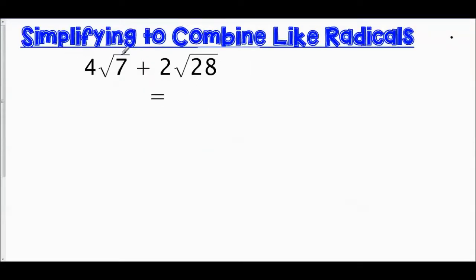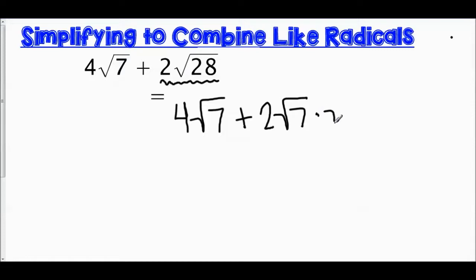Sometimes you have to simplify first before you can combine the like radicals. So let's look at this example of 4 times the square root of 7 plus 2 times the square root of 28. I do not have like radicals. However, I'm recognizing that 7 is a factor of 28, so I can break 28 up to where it has a square root of 7 in there. Essentially, I'm going to be simplifying 2 times the square root of 28. So I'm going to bring down 4 times the square root of 7. And 2 times the square root of 28 can be broken down to be 2 times the square root of 7 times the square root of 4.